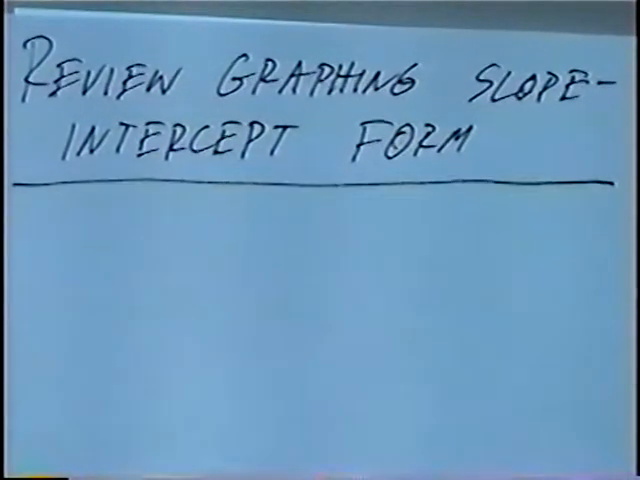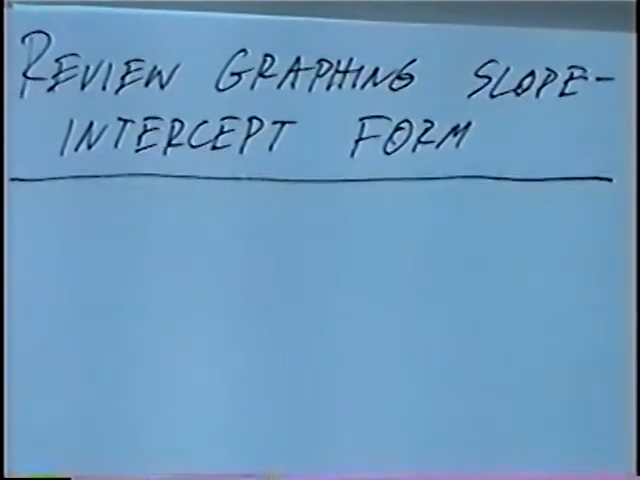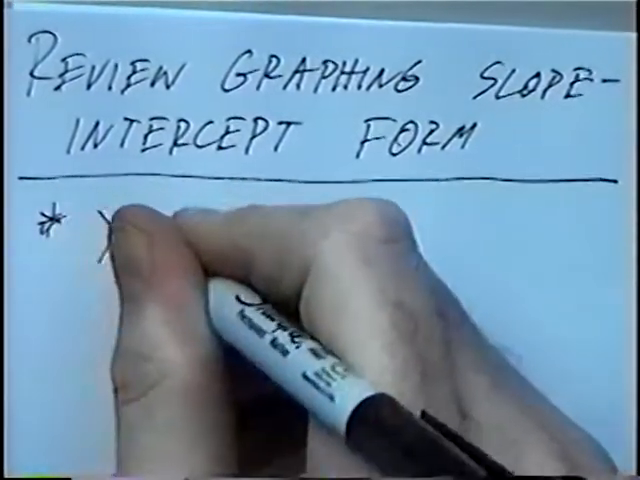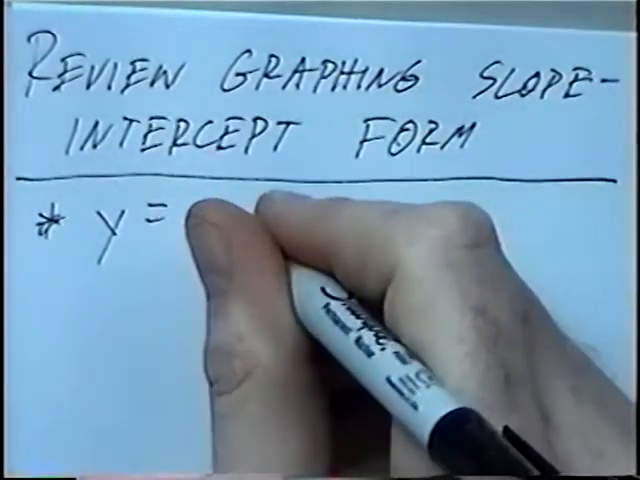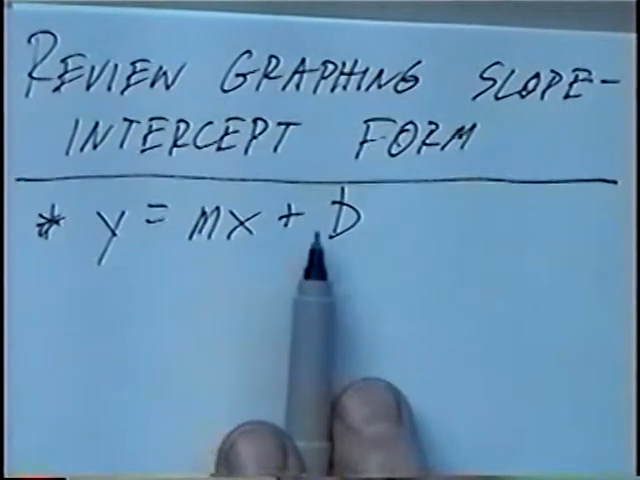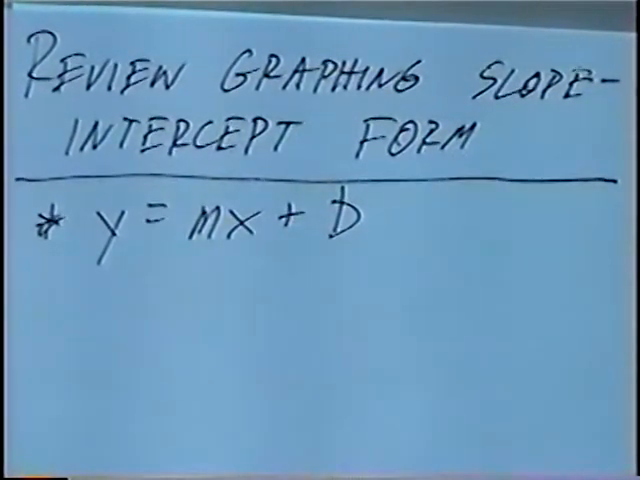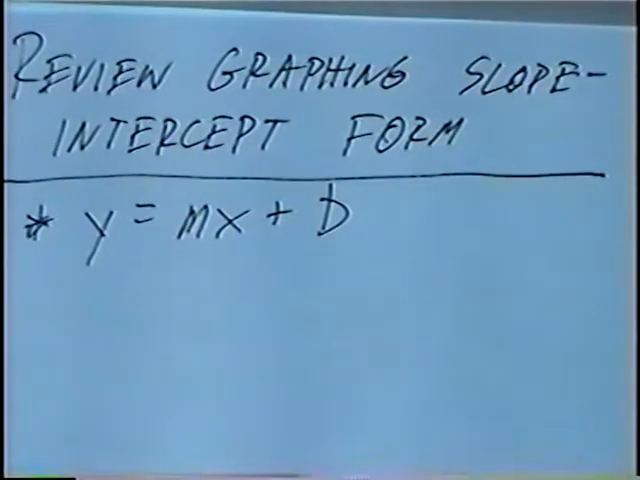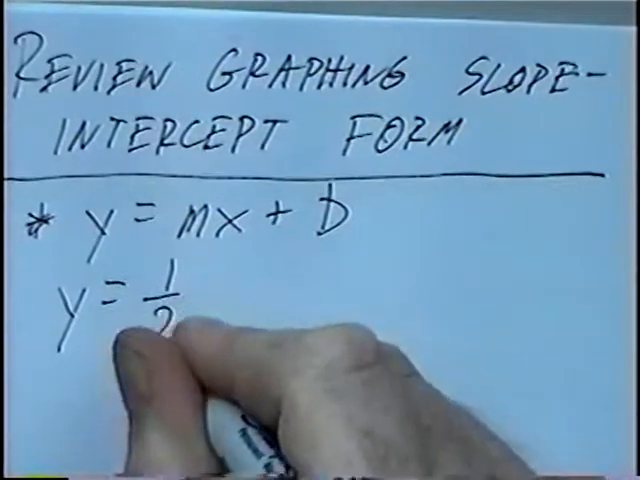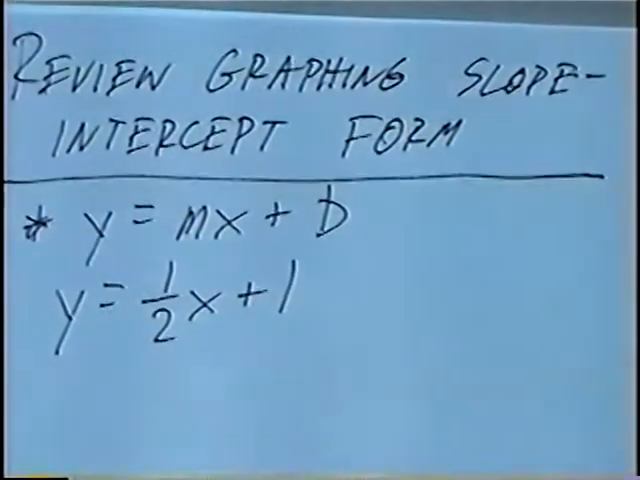In this section, we'll review graphing slope-intercept form, which is the same as mx plus b form. So the definition or equation to remember for this section is y equals mx plus b, where m is the slope and b is the y-intercept. First equation we'll graph, y equals 1/2 x plus 1.